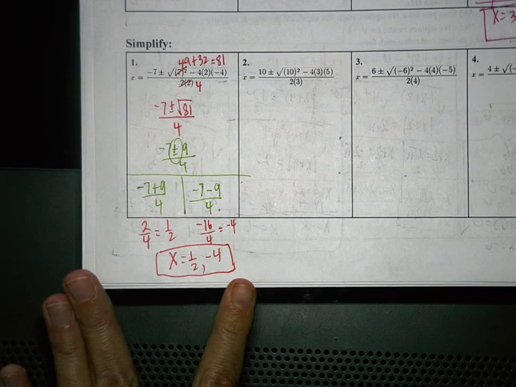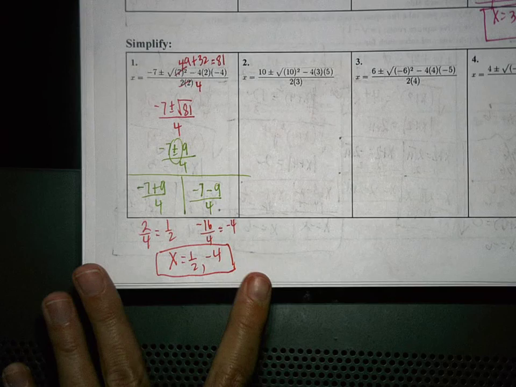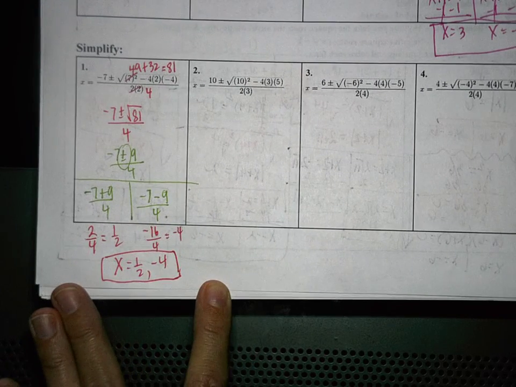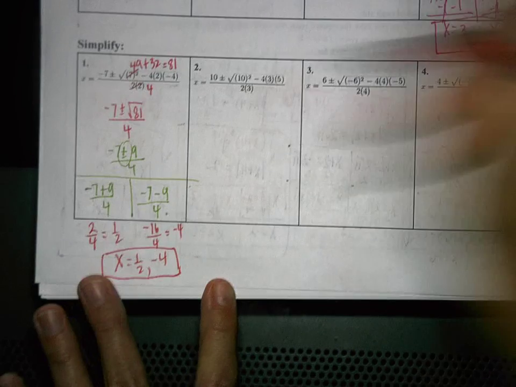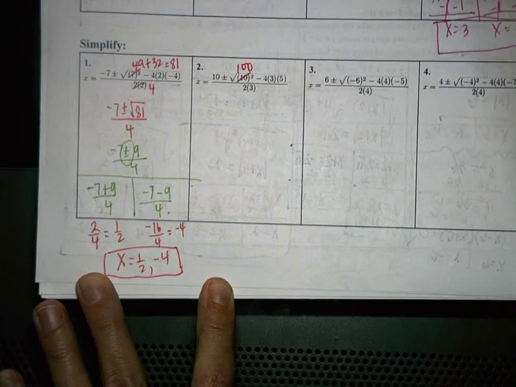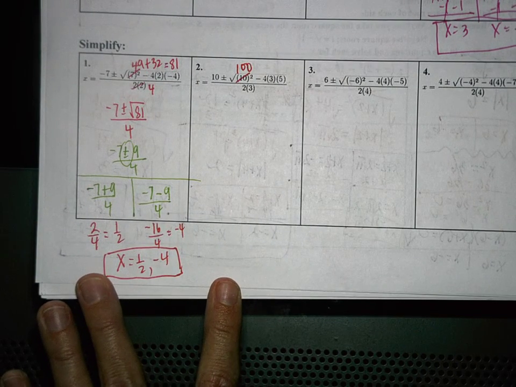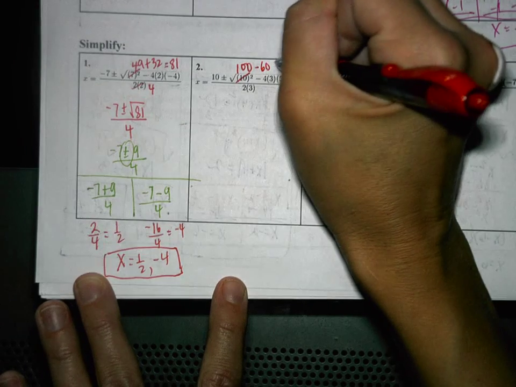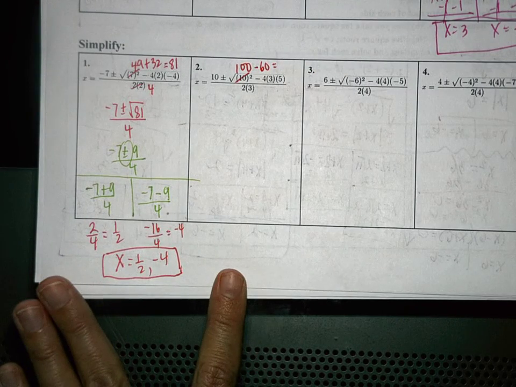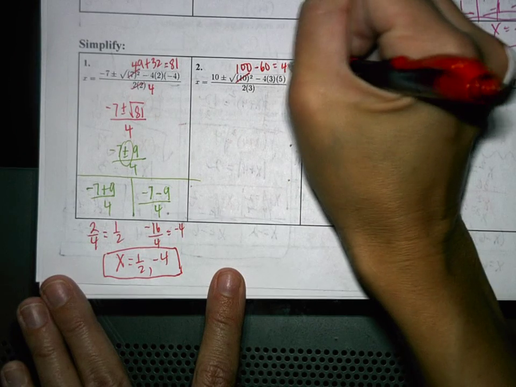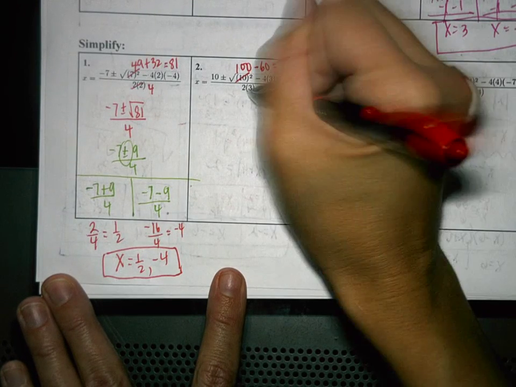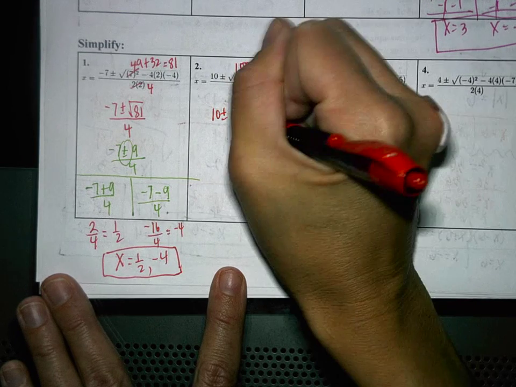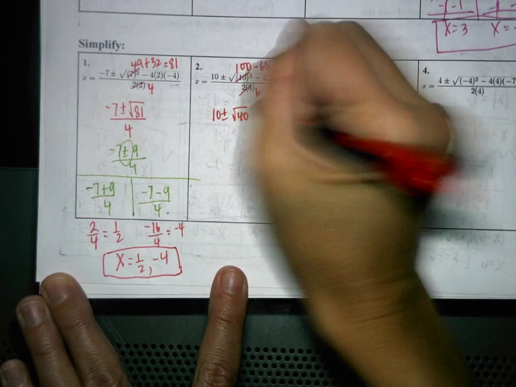Okay, questions? All right, let's move on to number 2. What is 10 squared? Good. What is negative 4 times 3 times 5? Negative 60. And what is 100 minus 60? 40. What is 2 times 3? 6. So we have 10 plus or minus the square root of 40 all over 6.